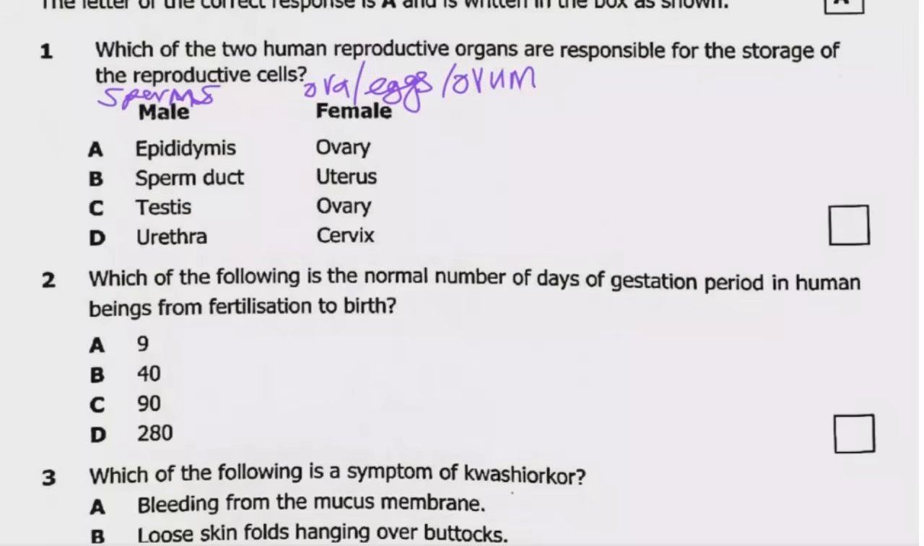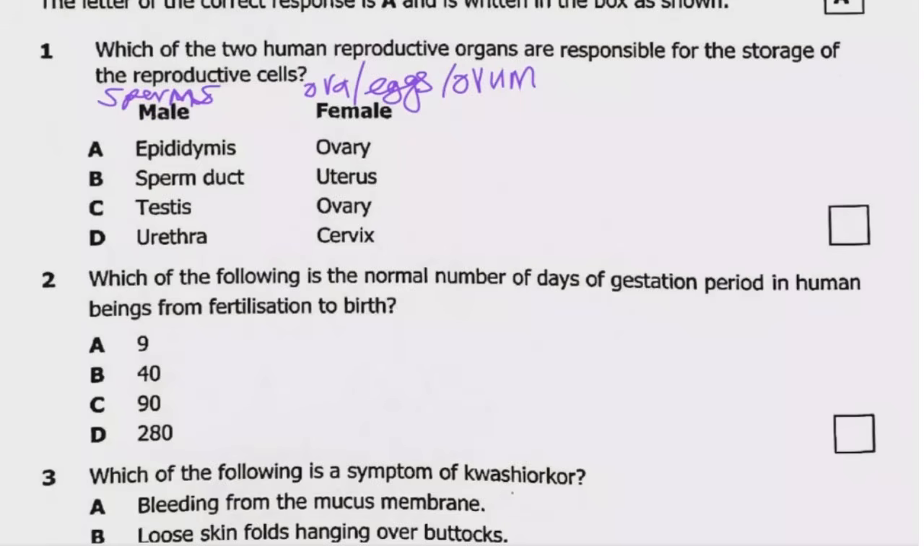When you talk about D, urethra, urethra is where the sperms pass for them to be ejaculated out. Okay, so after the sperms are manufactured, they'll pass through the urethra when they are coming out. So we can say the urethra is in the penis.